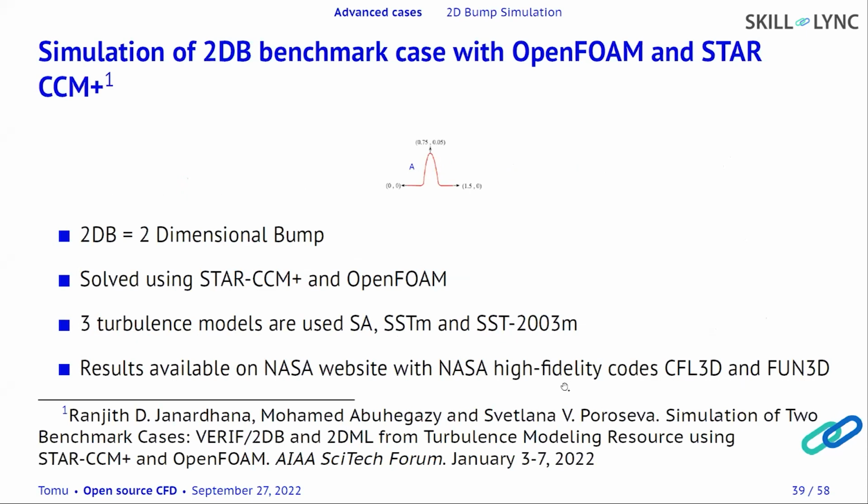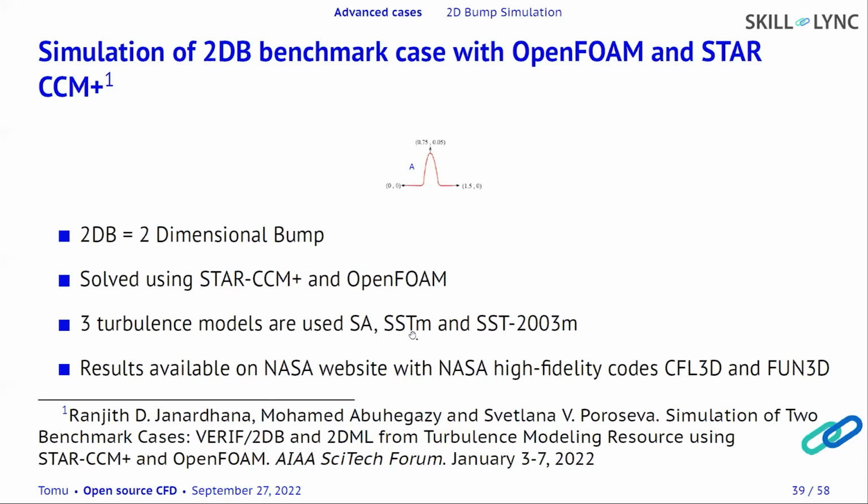So here they have compared Star-CCM+ and OpenFOAM results with NASA code results. They considered three turbulence models, which are SA, SST, and SST 2003M. SA is actually called the Spalart-Allmaras turbulence model.